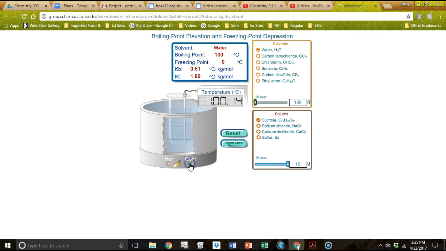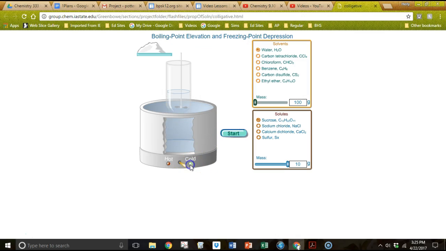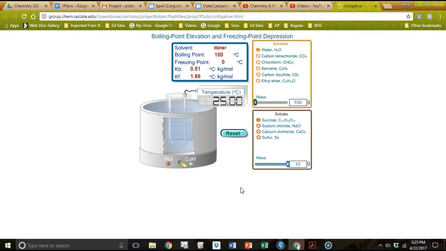So now we're going to do cold, reset, cold, and same sucrose, 10 grams. If you feel the need to at any time, you can pause the video. So this is going to be the freezing point. So notice the temperature is going to be going down. All right, so negative, let's say negative 0.51 degrees Celsius for that one.